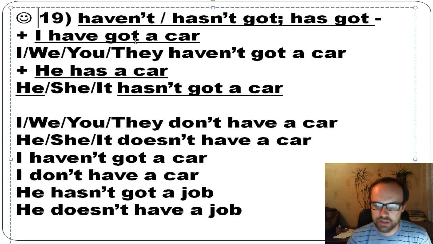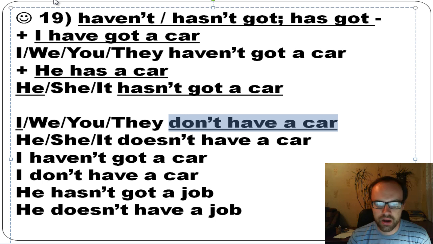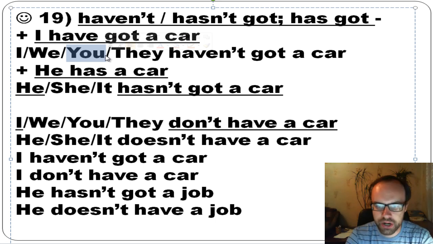But you can also say it with don't have or doesn't have. Look, if you say I haven't got a car, it's okay, it's right, it's correct. If you say I don't have a car, it's also okay, it's also right, it's also correct, yeah? So you can say I haven't got a car or I don't have a car. Next, we haven't got a car or we don't have a car. You haven't got a car or you don't have a car. They haven't got a car or they don't have a car.